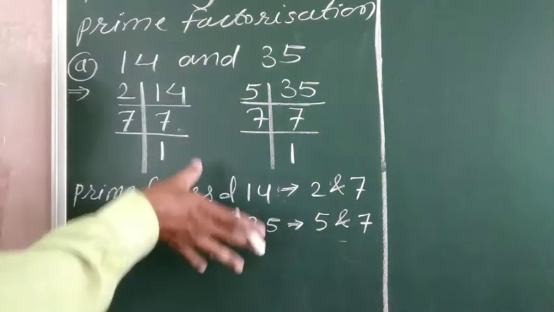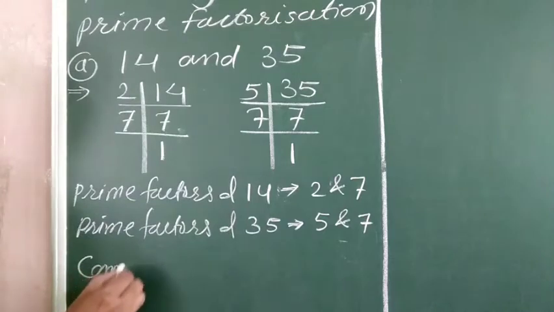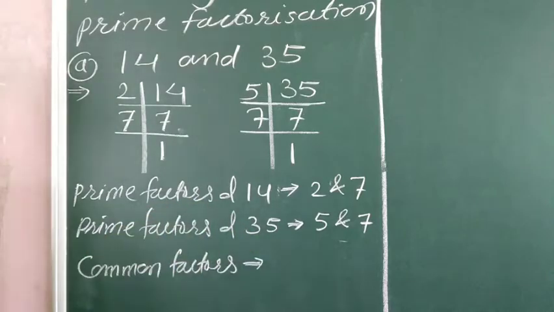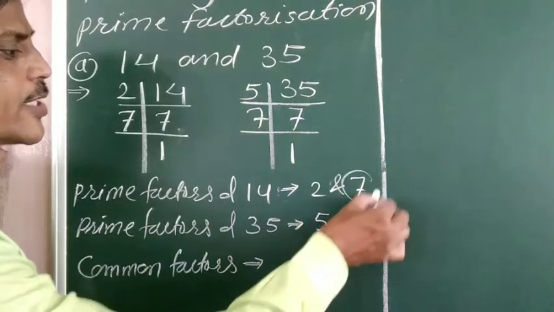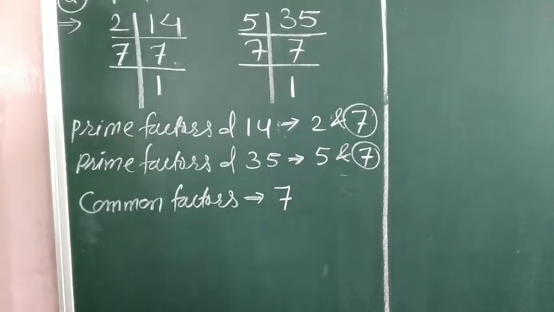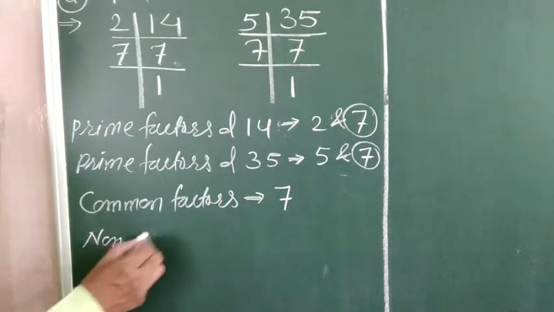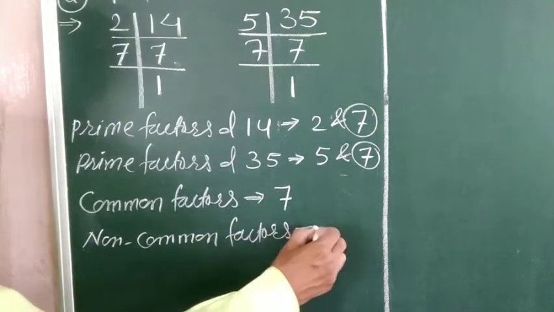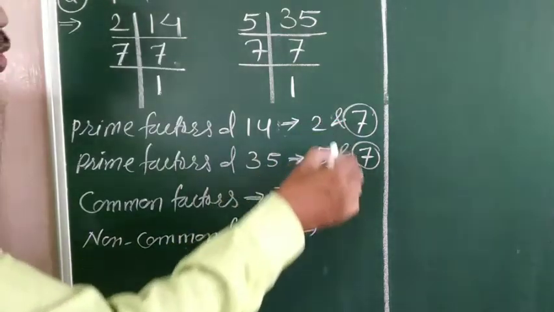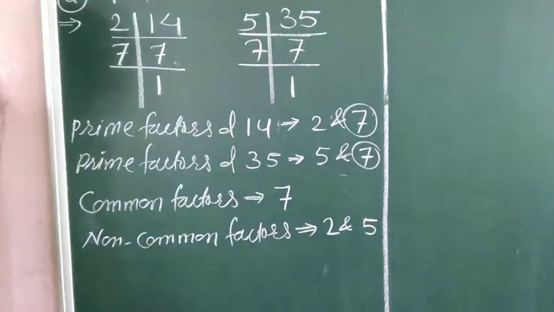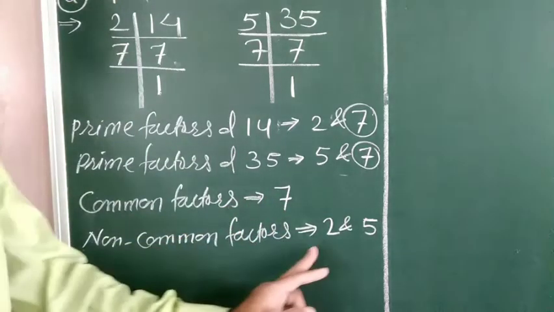We studied this step in the HCF method too. The next step is common factors. Here 7 is common, so write 7 as a common factor. Next is non-common factors. Which are the non-common factors? 2 and 5. These are the non-common factors. The common factor is 7, and the non-common factors are 2 and 5.